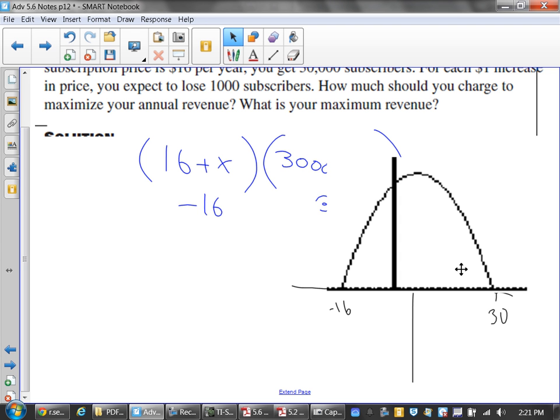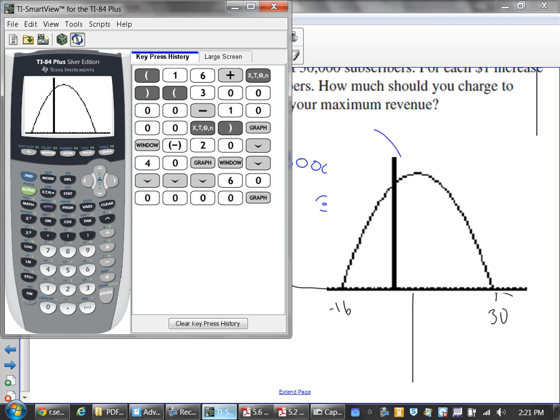Now, there's a button. Hit second trace. Calculate, where it says calculate. There's a button on there that says maximum. What I want you to do is show you how this works. If you go to your maximum, okay?